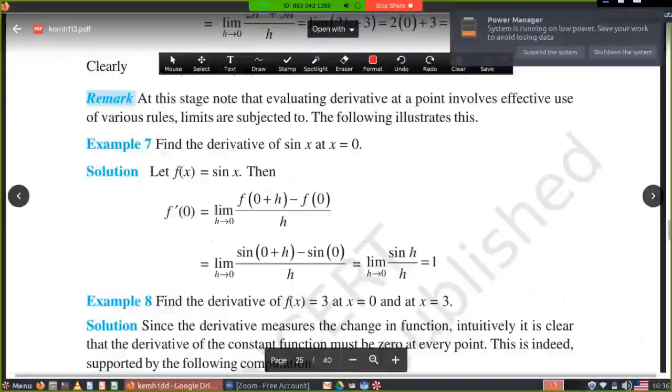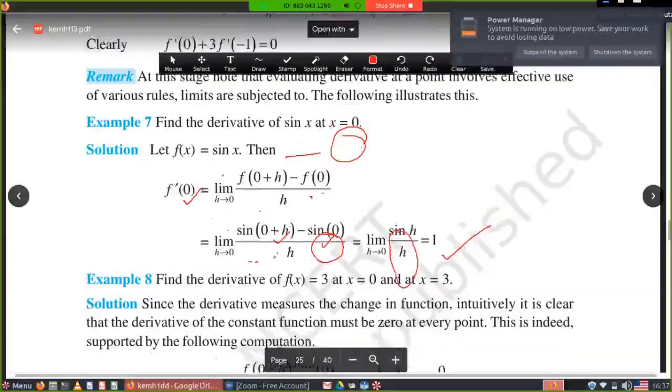Here is the example number 7. Trigonometric function sine x is given to you. At x is equal to 0, you have to solve. F dash 0 is equal to limit h tends to 0, sine 0 plus h minus sine 0 upon h. Sine 0 is 0, and sine 0 plus h is sine h. Sine h upon h is 1, limit h tending towards 0. Now you can do the question.